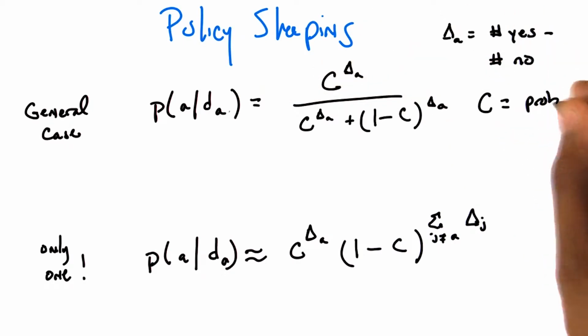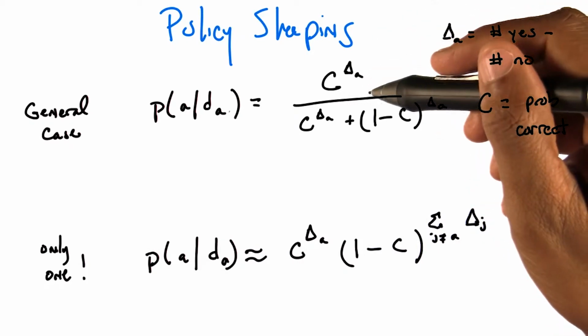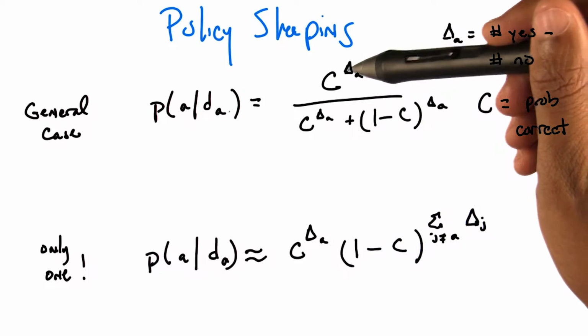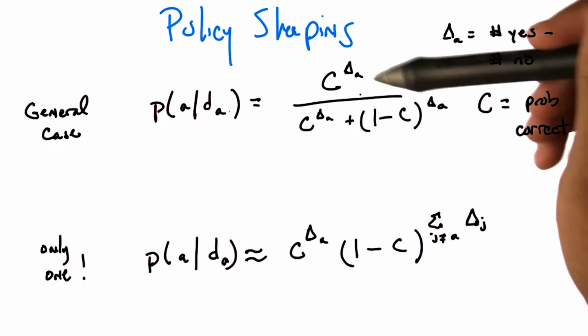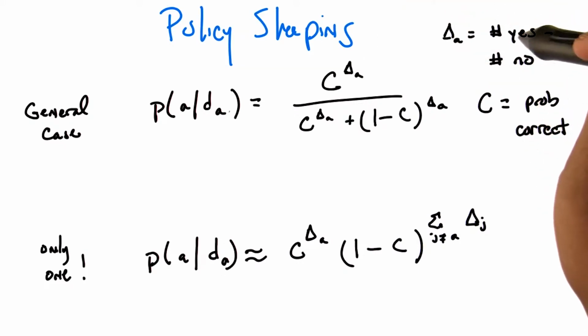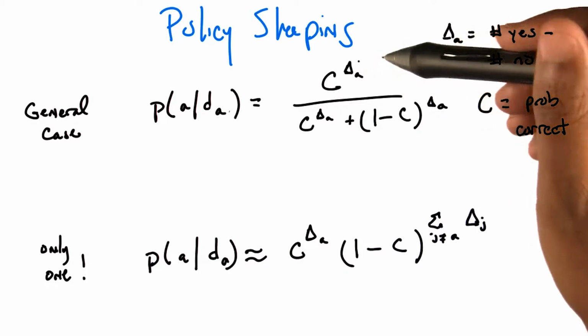C is just the probability the human is correct, which was 0.8 in our last quiz and was 1 in the quiz before then, raised to the power delta sub A. Now, what is delta sub A? Well, delta is just the difference between the number of times you said yes and the number of times you said no to action A.